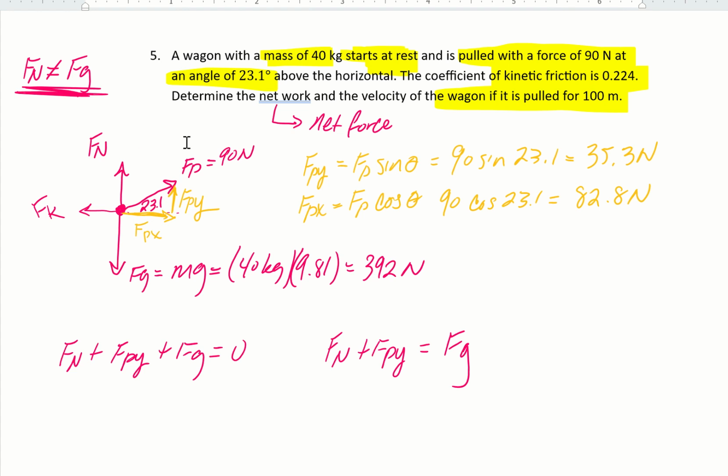Because Fg is going down, it's going to be a negative number. And so when you move it to this side of the equation, you're going to get a positive number. So I'm going to use this one over here. I don't know Fn, but I know that Fpy is 35.3, and I know that Fg is 392. So Fn is equal to 392 minus 35.3, and that's 357 newtons.